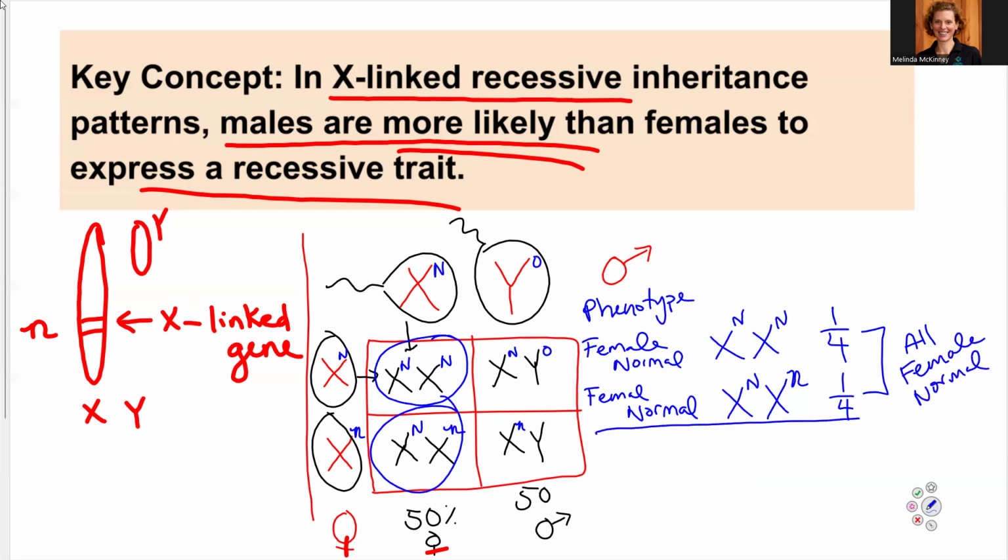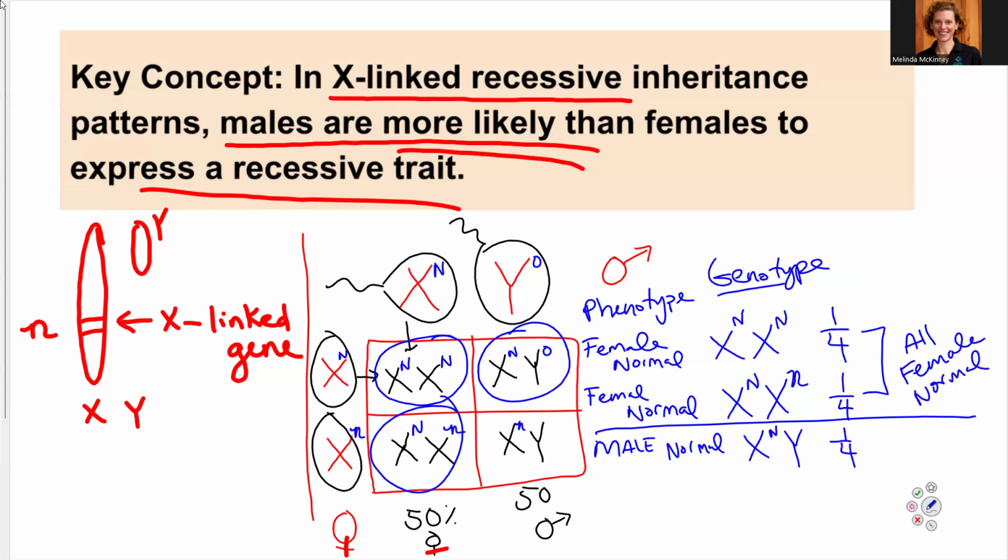Now let's look at the males. So for the males, we've got this one up here. We'll start with this one. So we've got normal vision male. All right. Let me write male normal. And then over here, I'll write the genotype. Okay. So that's this. X, Y, normal. So we've got 1/4 of the males with normal vision. And then this last one, we have the male, and this group is colorblind.